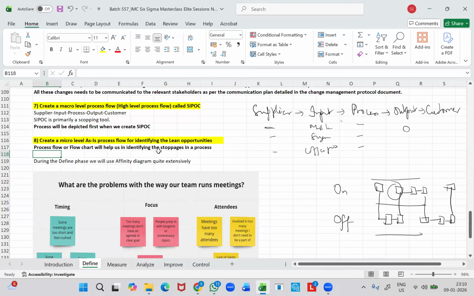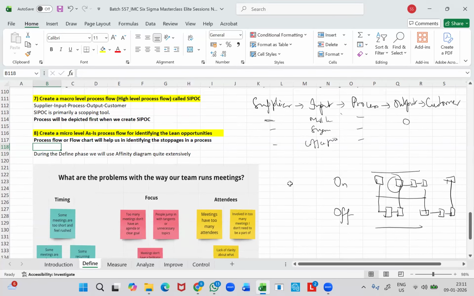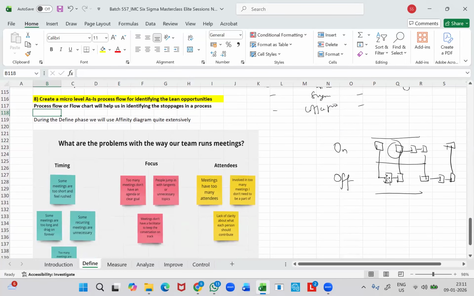So process flow or flow chart is the tool which would help us in identifying the stoppages or the bottleneck areas in a process. And once we identify it, that would pave the way for the lean opportunities existing in the process, right? So creation of this micro level as-is process flow would help us to identify the lean opportunities existing in the process. And if you have multiple teams working on that process, it's always better to create a swim lane kind of process diagram like this.